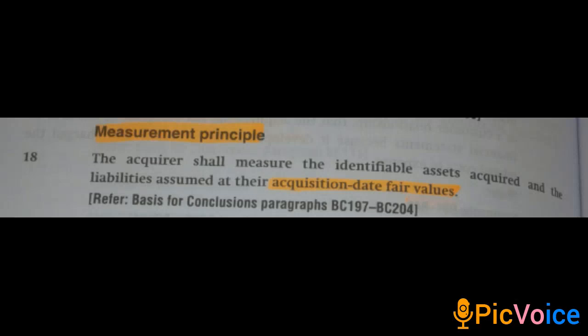I am your tutor, and for today's lesson we will be tackling the measurement principle, also known as equity at acquisition. The measurement principle, in terms of IFRS 3 paragraph 18, states that the acquirer shall measure the identifiable assets acquired and the liabilities assumed at their acquisition date fair value. What that means is that when you consolidate your subsidiary, you need to bring in all their assets and all their liabilities at fair value.